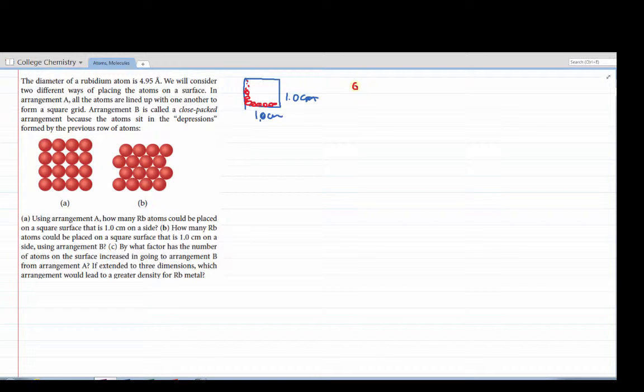So our goal is number of rubidium atoms in 1 square centimeter. Let's first start out with finding out number of atoms in a row and columns. To do that, we first have to convert the 1 centimeter, our length, to angstrom, because we are given the diameter unit as 4.95 angstrom.